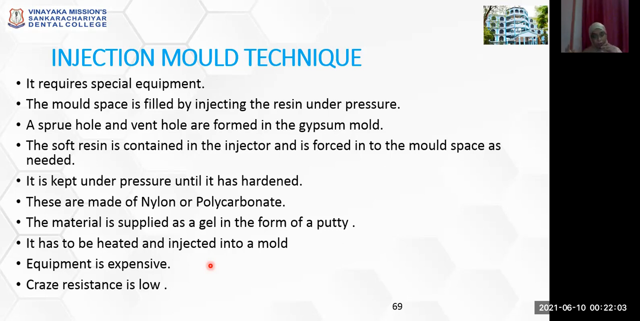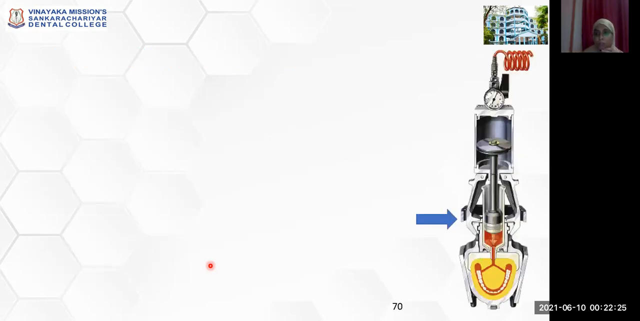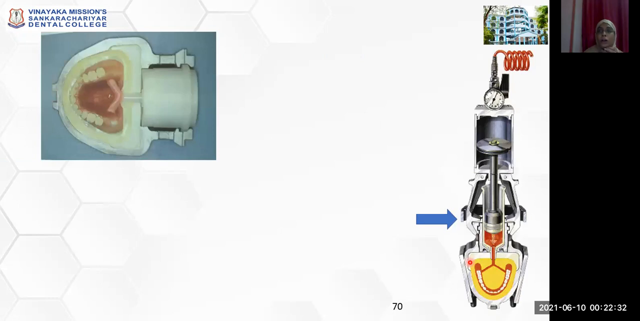The resins we use for injection molding are made mainly of nylon or polycarbonate. This material is usually in gel or putty form, and naturally the material is costly, and the equipment is costly, but the craze resistance is very low, and the shrinkage is very low. Here you can see a specialized instrument, the flask which we use for injection molding.